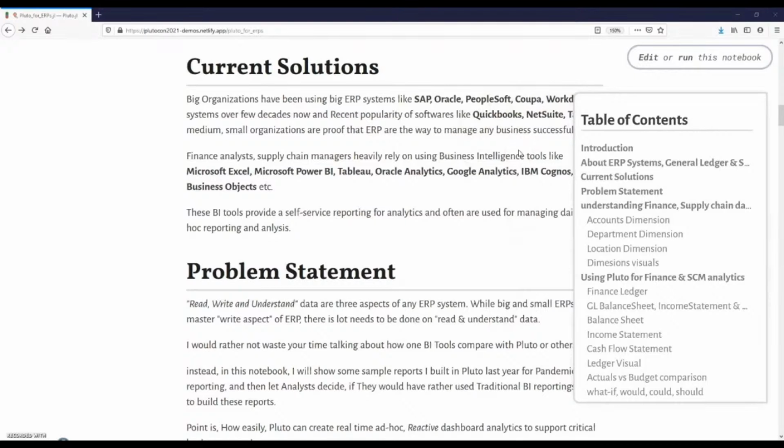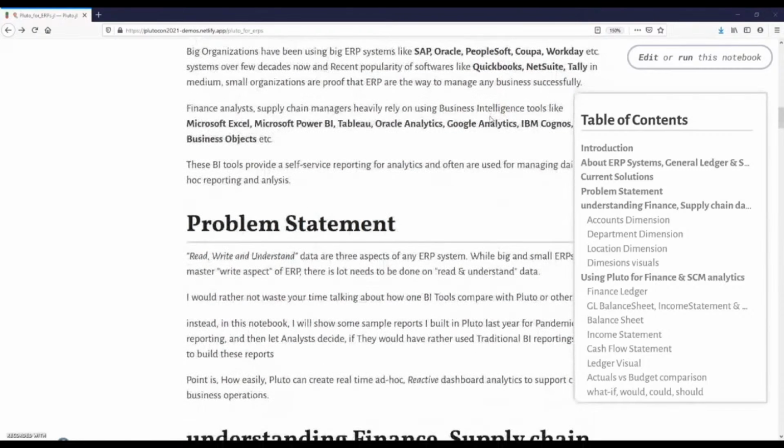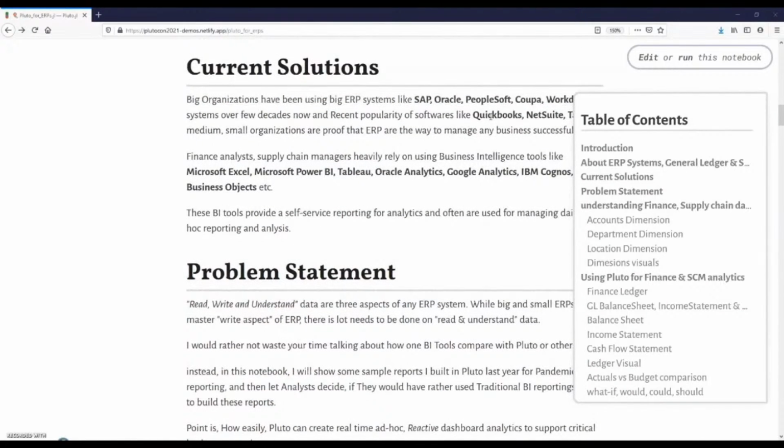For the small ones, there are a lot of newer apps like QuickBooks, NetSuite, and Tally. The popularity of this software among medium and small organizations is proof that ERPs are the way to manage any business successfully. Now, people don't see ERPs as a luxury item anymore. In the past two decades, people used to think ERPs were meant only for big organizations.